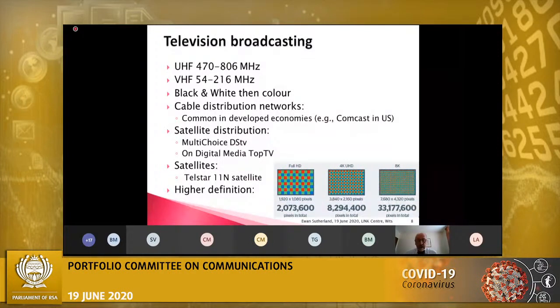Many developed economies put in cable distribution networks because it was difficult to reach people otherwise. It was possible to offer much bigger ranges of choice, many more channels. Comcast in the US would be a classic example, and those have moved into internet provision. And then you had satellite distribution, great for covering very large geographies, sophisticated satellites beaming down multi-choice on digital media, things like the new Telstar 11N satellite.